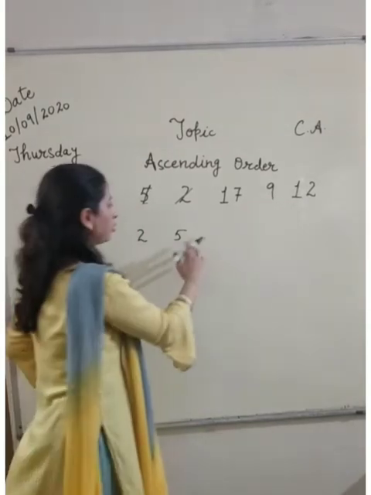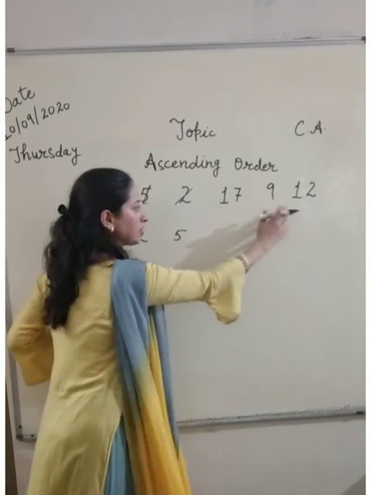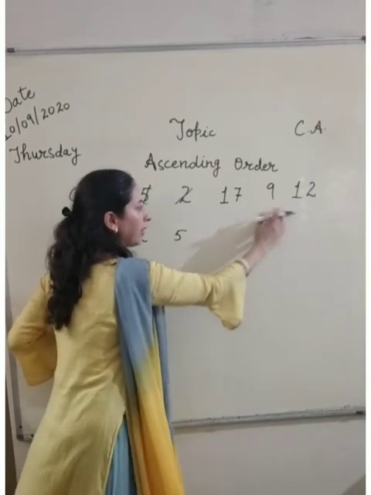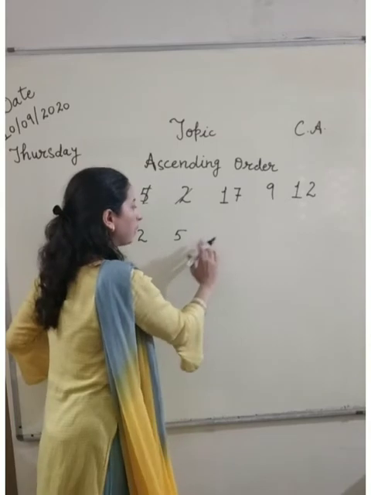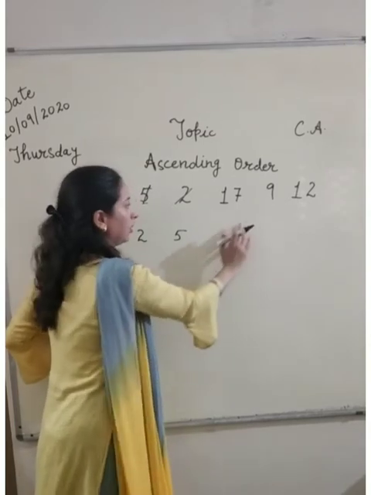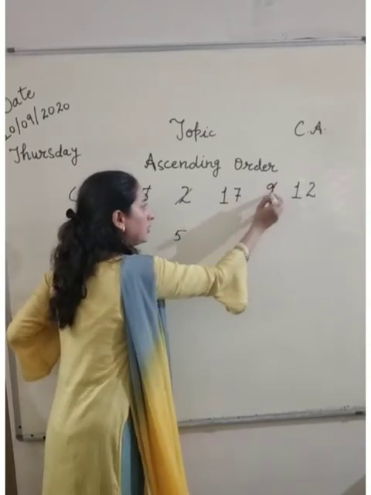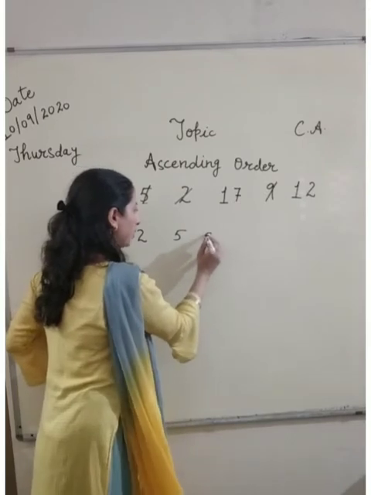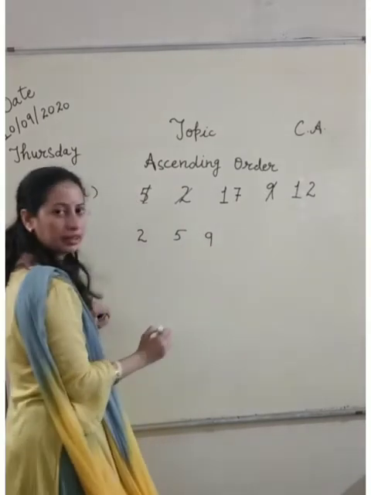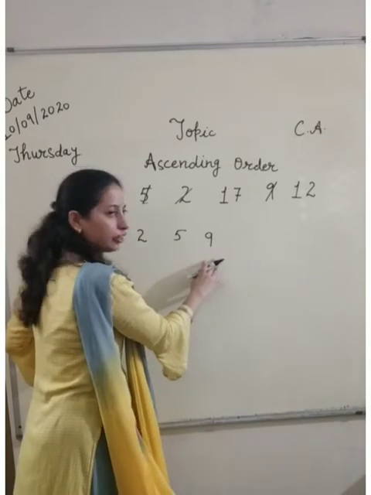हमें कौन सा नंबर चाहिए जो 5 से ग्रेटर है? तीनों 5 से ग्रेटर हैं, बट वी विल राइट इन द इंक्रीजिंग ऑर्डर. तो 5 के बाद कौन सा नंबर आएगा? वी विल राइट नंबर 9. 5 के बाद कौन सा नंबर आएगा? नंबर 9. इज दैट क्लियर टू यू?